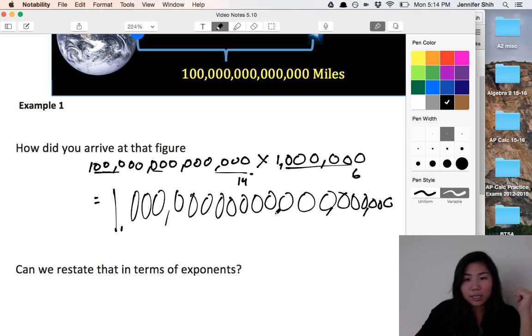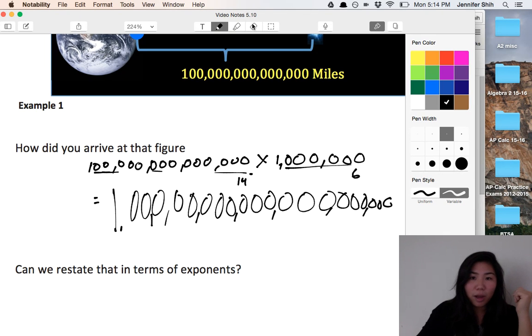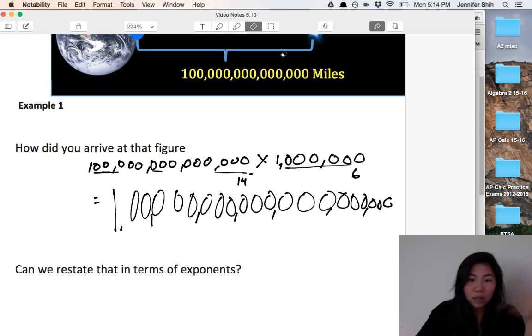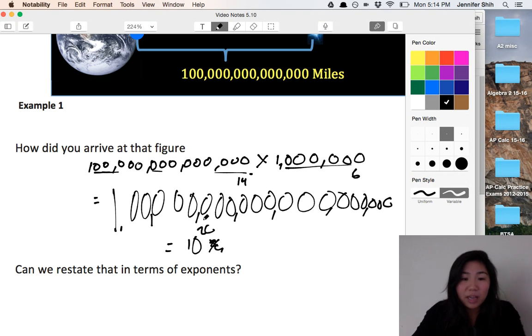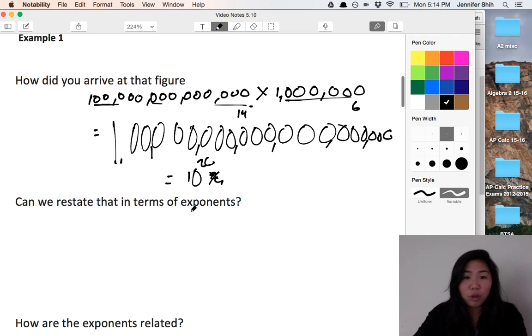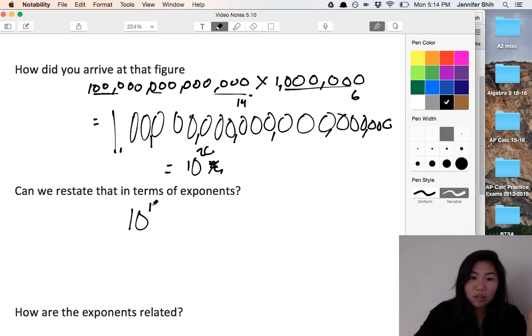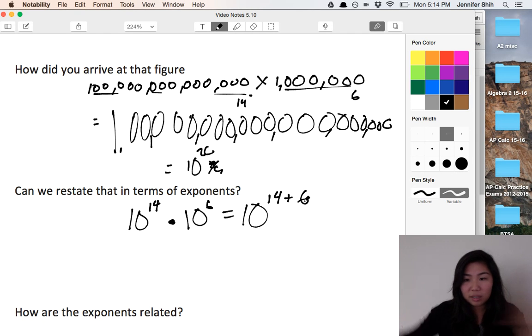All right, let's put all these commas in here. This is a very impractical number to have to go by, but this is indeed the number, or 10 to the 20th. That's how far our star is. But can we restate those terms in exponents? 10 to the 14 times 10 to the 6 is equal to 10 to the 14 plus 6. So far, so good, right? 10 to the 14 plus 6.